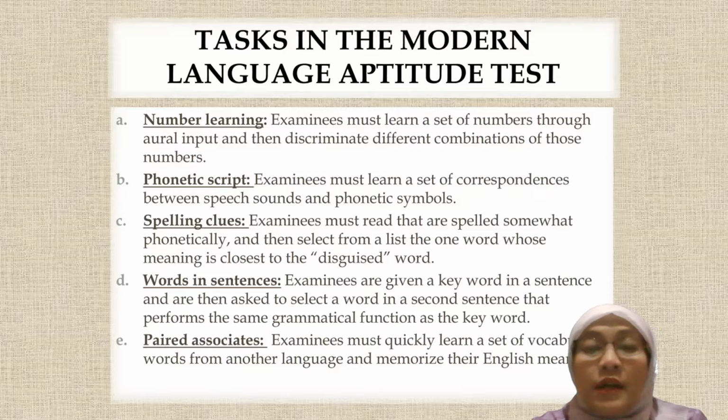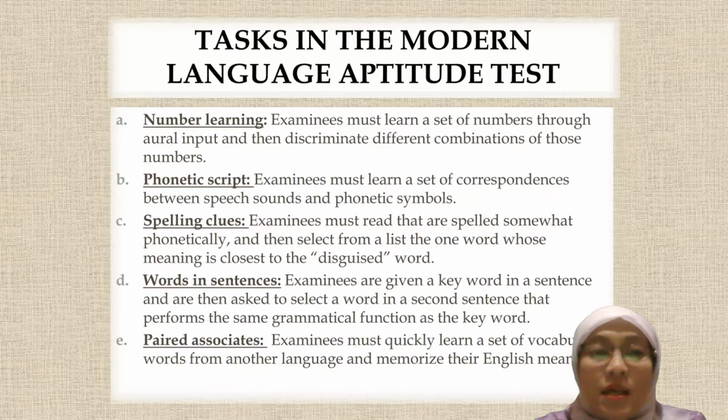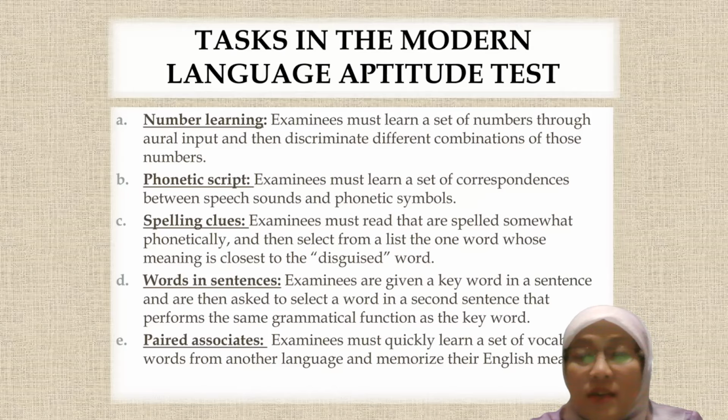And then they will have to choose the one word whose meaning is closest to the disguised word. And then the words in sentence. Examinees are given a keyword in a sentence and then asked to select a word in a second sentence that performs the same grammatical function as the keyword. For example, they will learn about a verb.